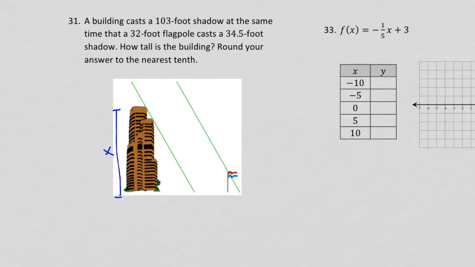So 103 is the distance from here to here. And the height of the building, once again, is X. For the flagpole, we know the height of the flagpole, 32 feet right there, and we know its shadow is 34.5. So using those, what we have is basically a big triangle like that, and a small triangle right there.